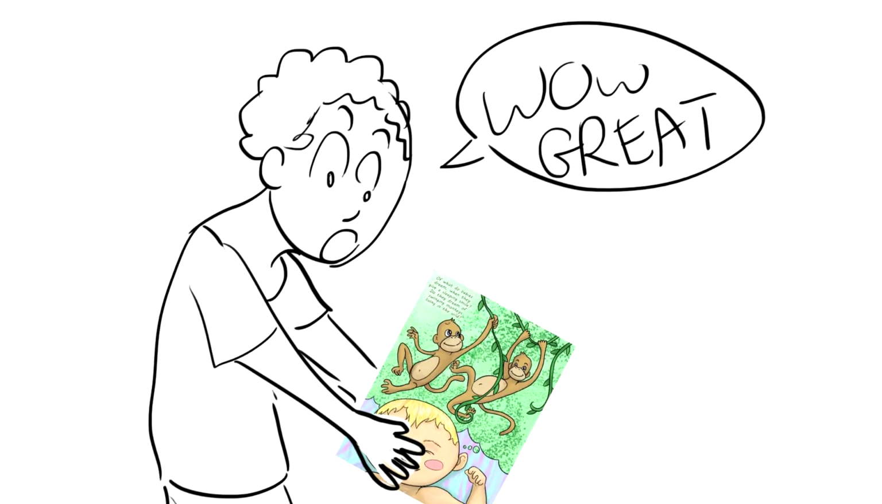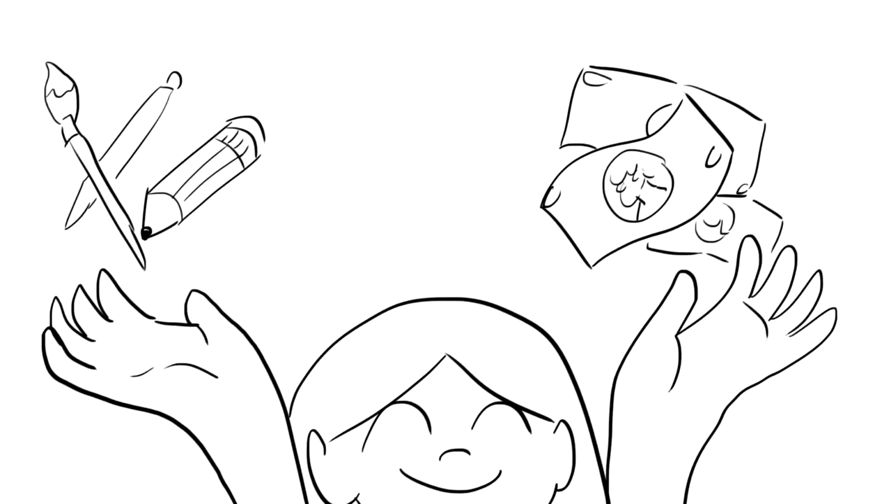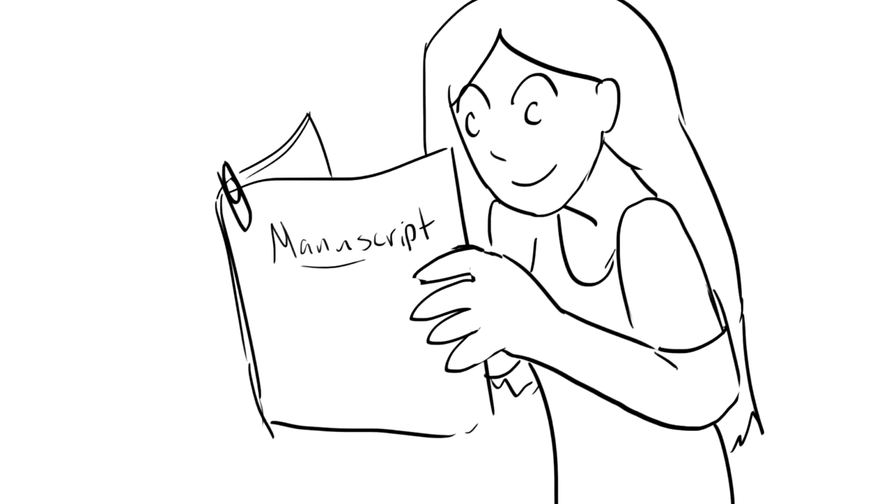If the author likes what I did, then we sign a contract that says I'll do my job and they'll pay me for it. Then I get the rest of the manuscript and I start sketching out thumbnail sketches. So thumbnail sketches are tiny little sketches that just give you an idea of what I want to do on the page. It's not detailed. It's not a finished product at all. It's just a little sketch.